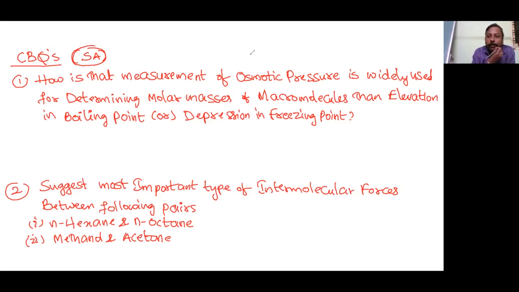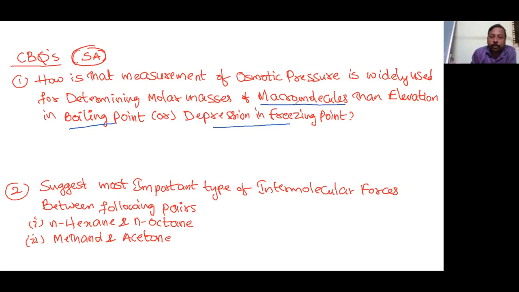I have selected these questions based upon the previous examinations. Now let's start one by one. How is the measurement of osmotic pressure widely used for determining the molar mass of macromolecules, rather than the elevation in boiling point and depression in freezing point?